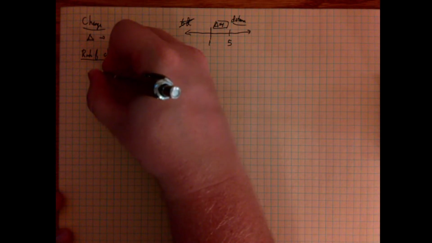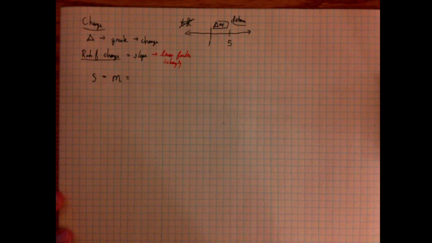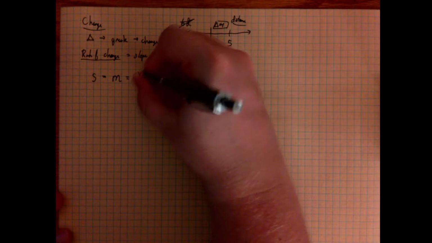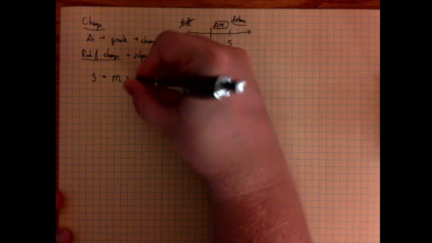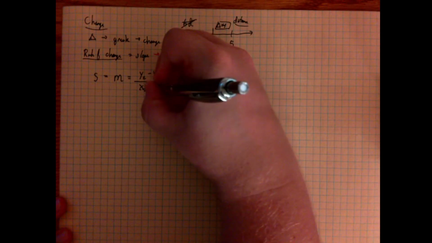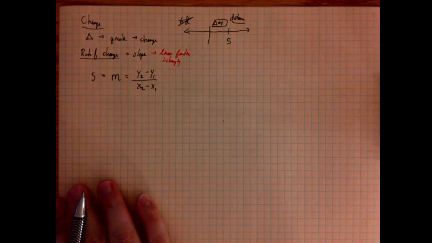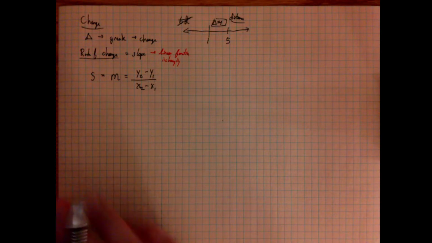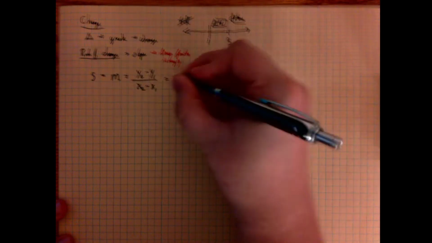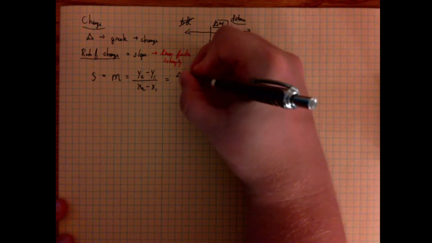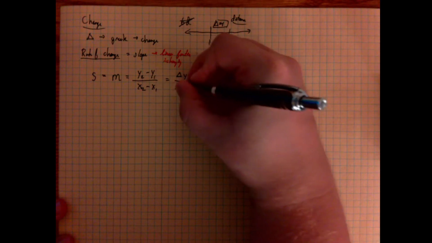So I'm going to write S for slope, or as more commonly, M is used for slope. So M is equal to, you probably learned it as y2 minus y1 over x2 minus x1. Now, this is great, but this is not the calculus way to write this statement. The way you write this statement in calculus is, this is the change in y divided by the change in x.